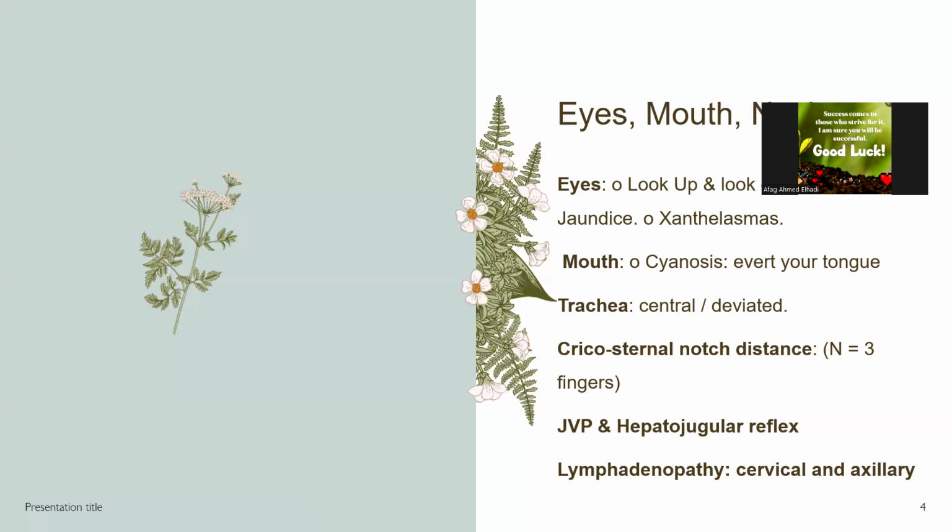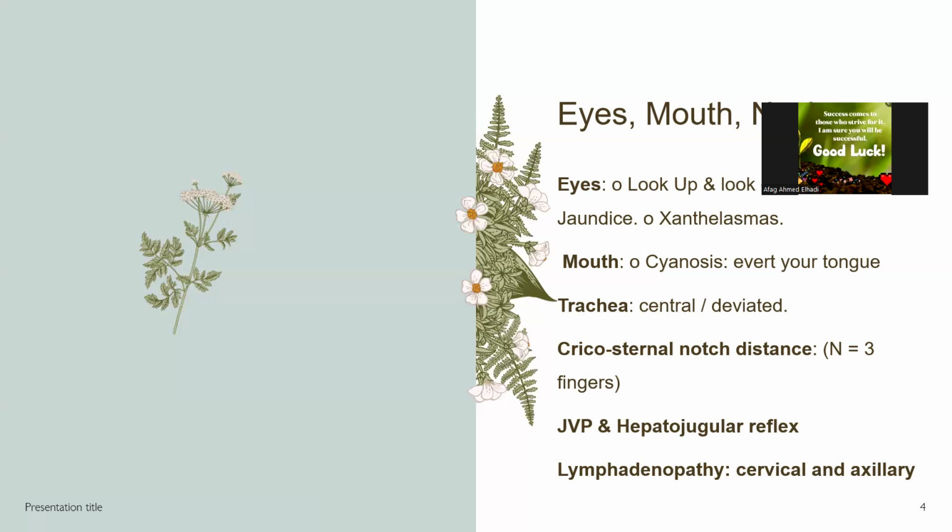In the neck, we have the most important things, not to forget the trachea. Is it central or deviated? We need to keep notes if it's deviated, to which side. Is it deviated to the right or to the left? Because the trachea could be pulled by collapse, pulled by fibrosis, and could be pushed away by massive pleural effusions, and could also be deviated toward the pneumonectomy side.